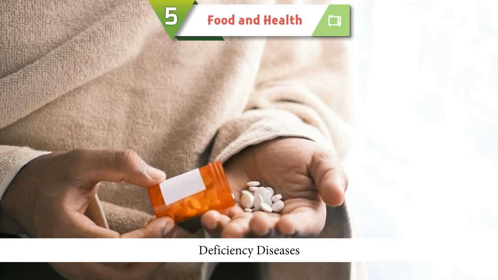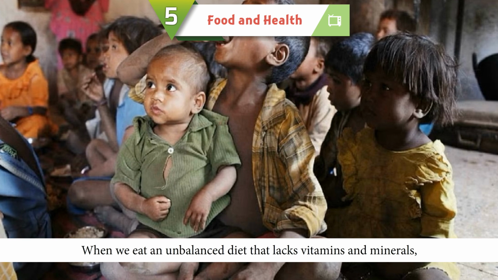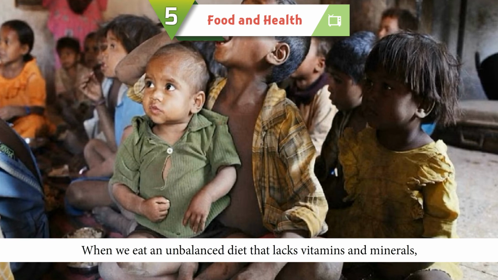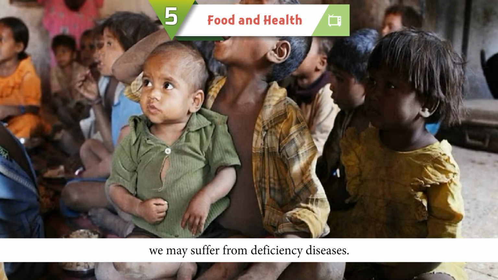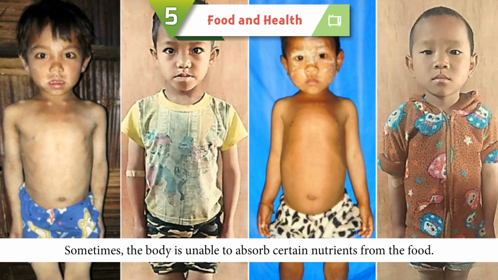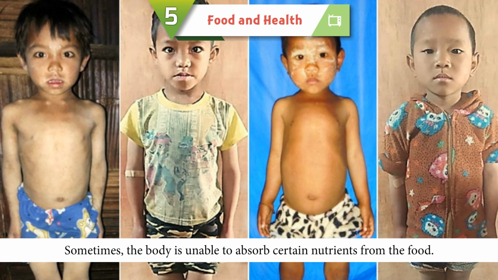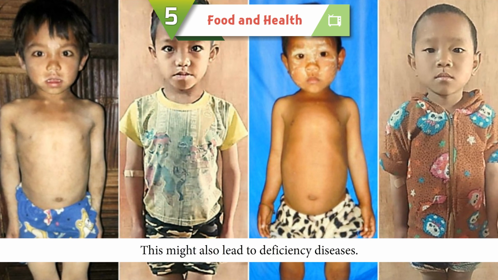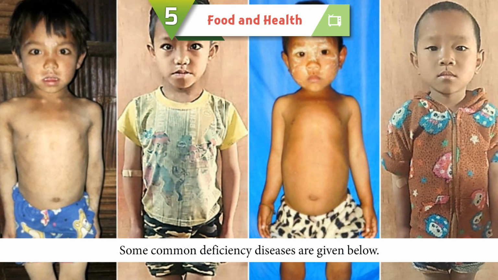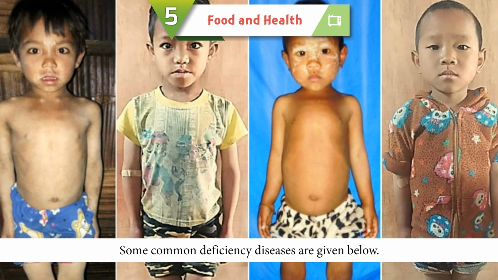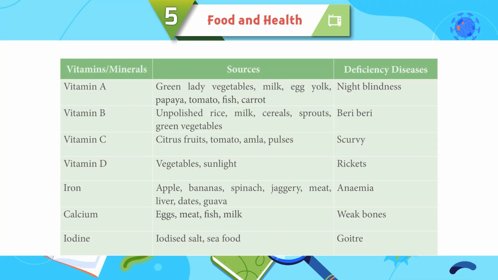Deficiency diseases. When we eat an unbalanced diet that lacks vitamins and minerals, we may suffer from deficiency diseases. Sometimes the body is unable to absorb certain nutrients from the food. This might also lead to deficiency diseases. Some common deficiency diseases are given below.